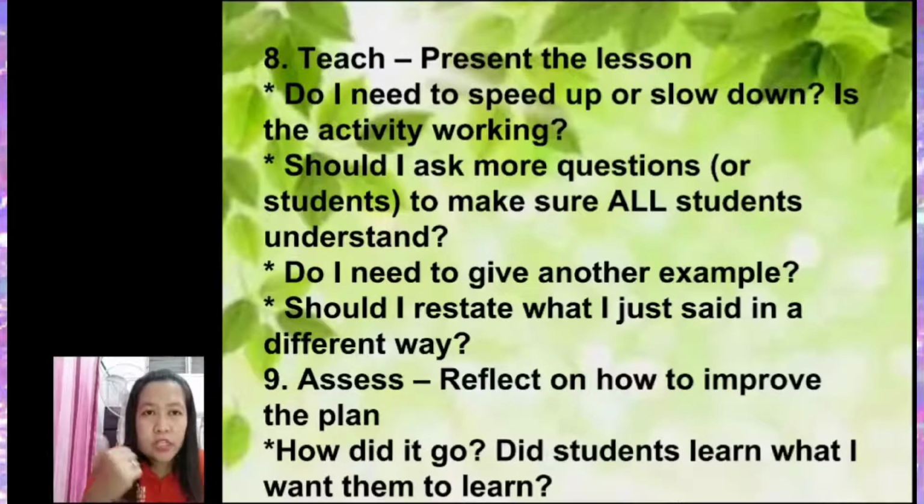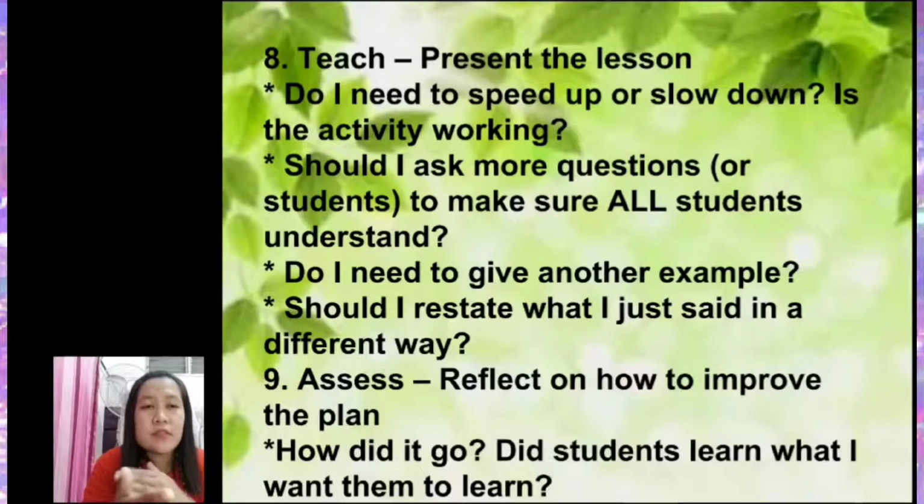Should I ask more questions to the students so that all students understand? Yes, we should ask questions of the students, because by asking questions, you can see if they learn, if they get the lesson, and if they are listening to you.